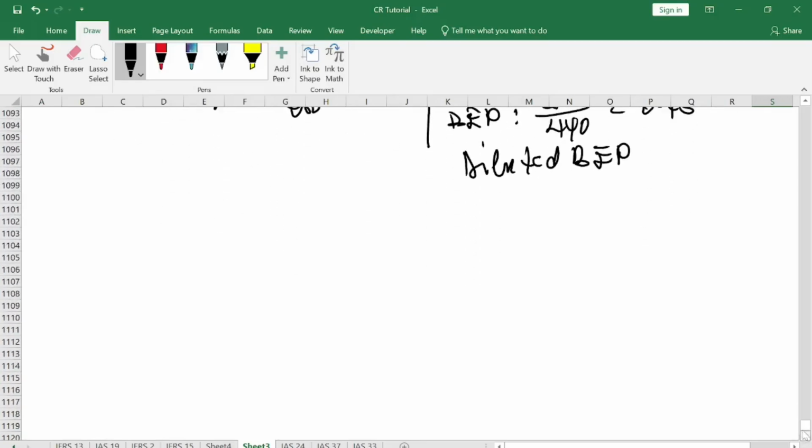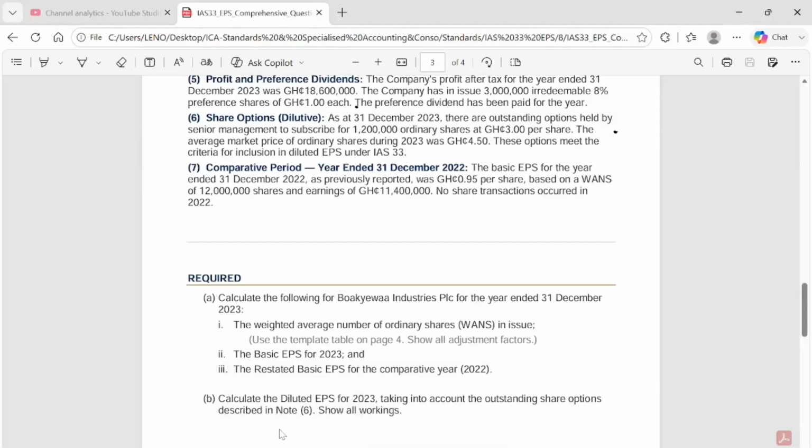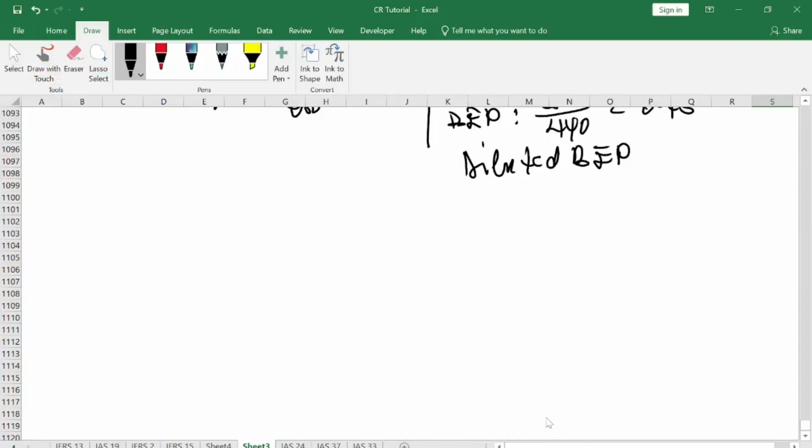So with regard to share option, we have two methods in determining that. So let's follow up with the question. What did the question say about it? The question gave us all that we needed to know to determine whether there's a dilution. Okay, so let's go into it. Now they gave us the share option. The share option is 1.2, that's 1,200.